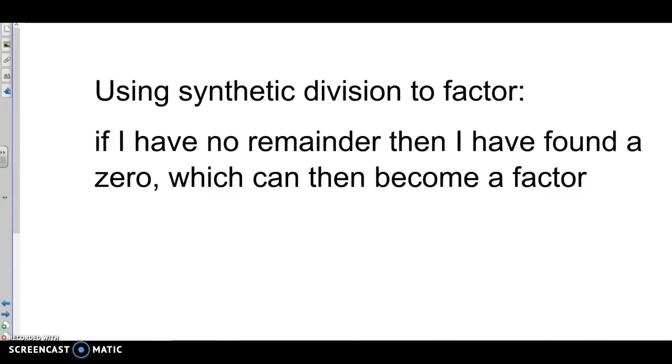Right, so the third and final part of synthetic division is using it to factor. So if I have no remainder when I go through the process, that means I have found a zero. And if I have a zero, then I have a factor.